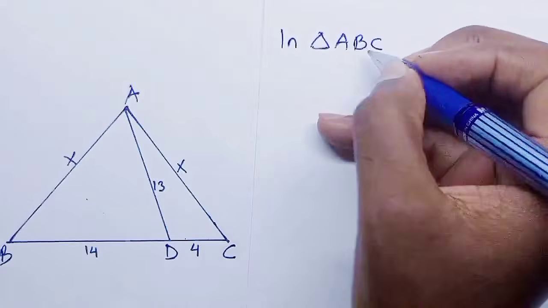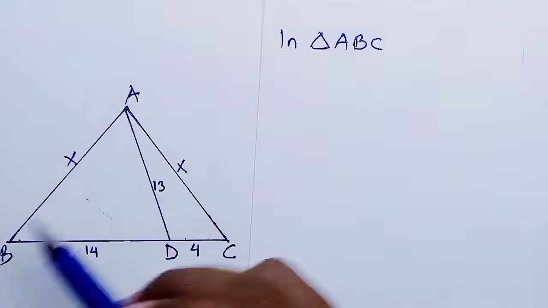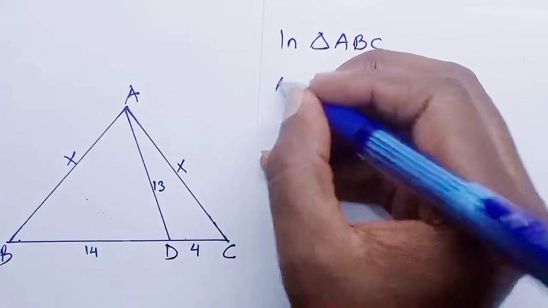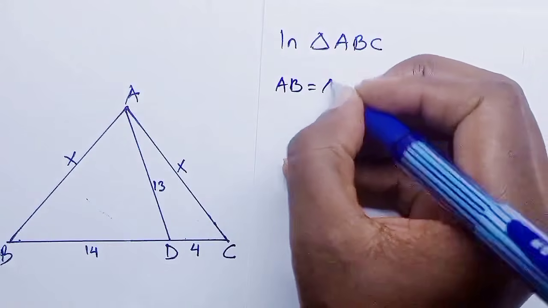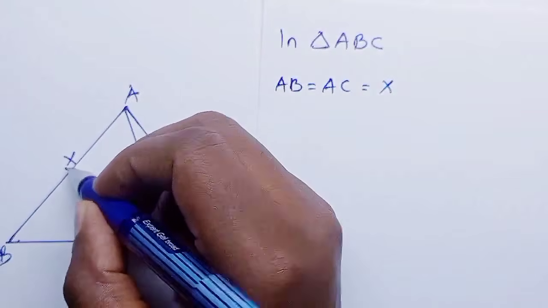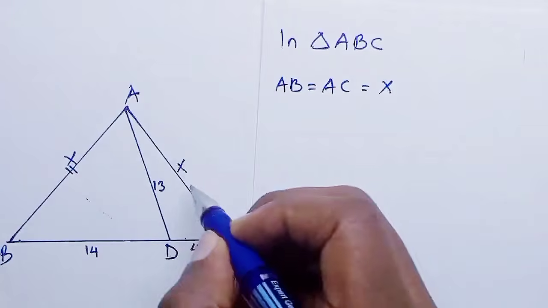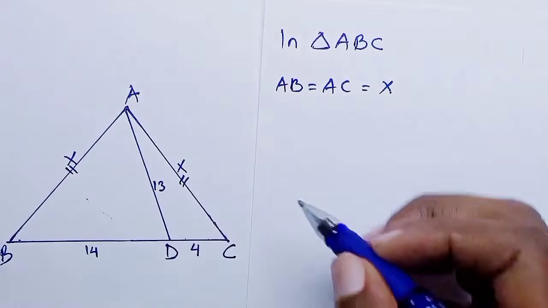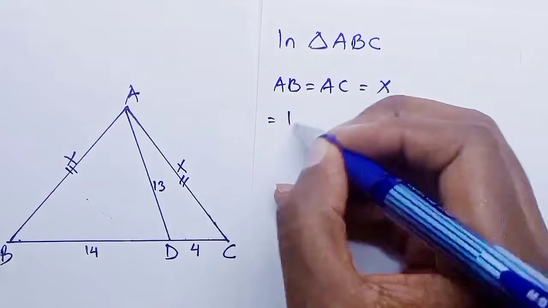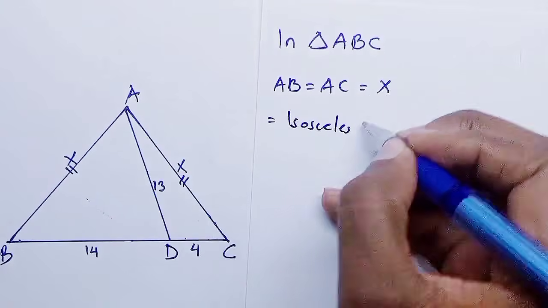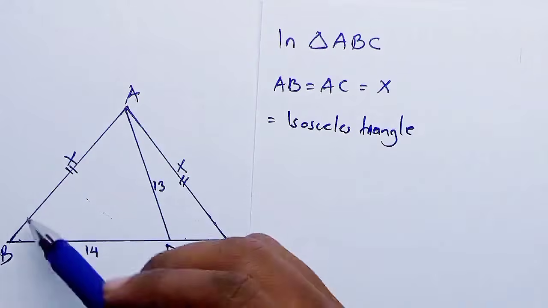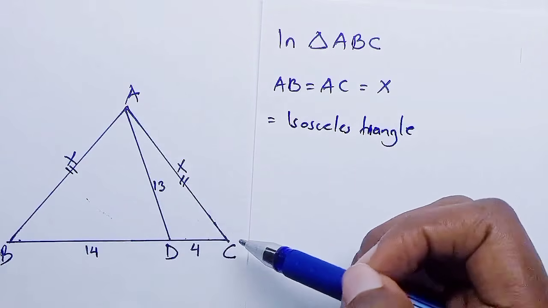In triangle ABC, AB is equal to AC, which is equal to x. Therefore, BA is equal to BC, and therefore the triangle is an isosceles triangle. It's an isosceles triangle since this side is equal to this side.